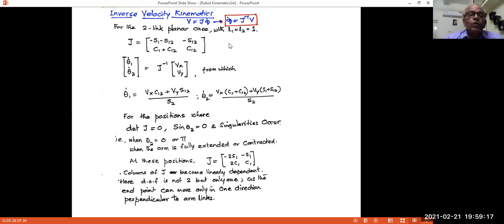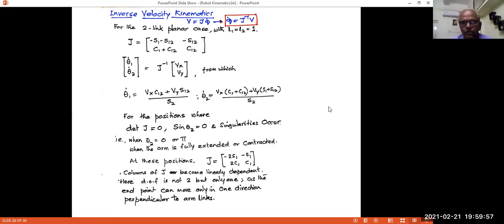For a two-link planar case, J will be this, and you multiply J inverse with the end point velocity. Suppose Vx and Vy are the two components of the two-link planar manipulator end point velocity. You multiply that with this. Then for theta 1 dot, you get this expression, and for theta 2 dot, you get this expression. And you will find that when S2 is equal to 0, that is sine theta 2 equals 0, which will be the case when theta 2 is equal to 0 or pi, then you'll end up with infinity. And so that's the case of a singularity.